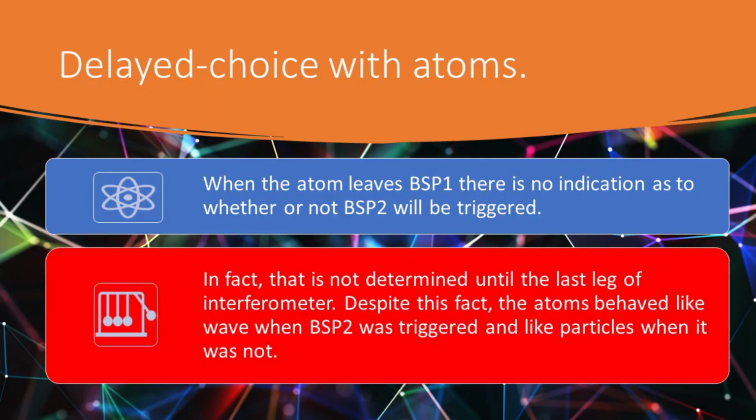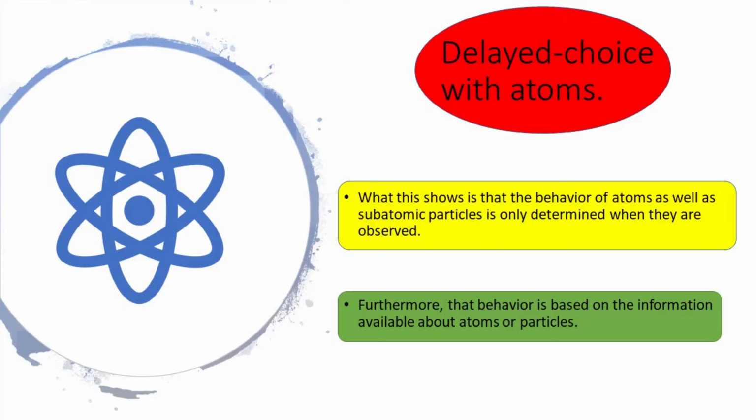That is, when the atom leaves BSP1, there is no indication as to whether or not BSP2 will be triggered. In fact, that is not determined until the last leg of the interferometer. Despite this fact, the atoms behave like waves when BSP2 was triggered and like particles when it was not. What this shows is that the behavior of atoms as well as subatomic particles is only determined when they are observed. Furthermore, the behavior is based on the information available about the atoms or particles.